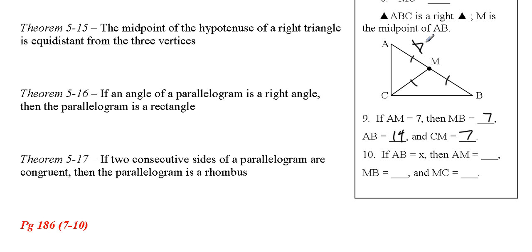And next it says, if AB is x, then AM is, obviously, half of x, MB is half of x, and MC is half of x, because they're all equal.